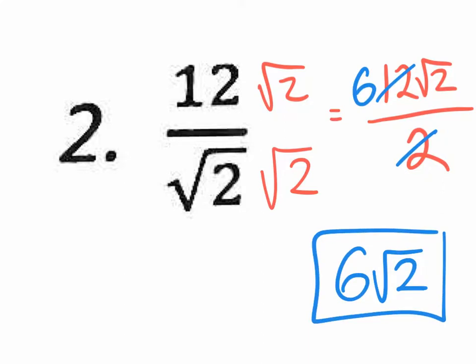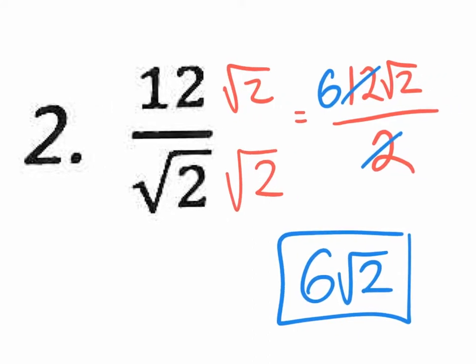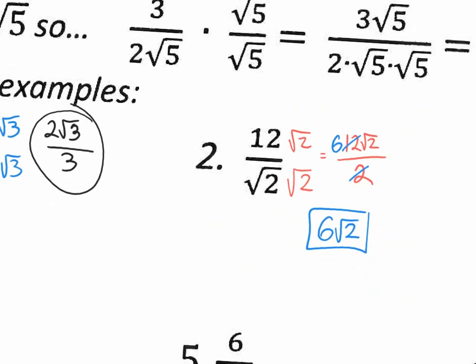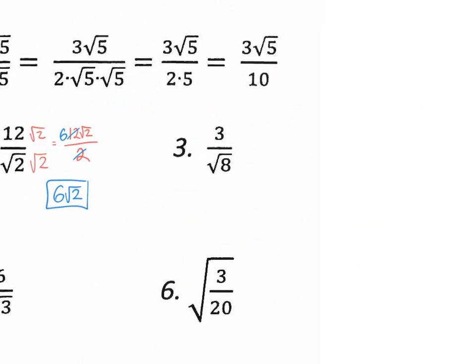Wait, so the bottom's always going to be the same number, right? You don't really have to do the work for that? The bottom, you always have to get rid of the radical. And yeah, it's going to just be the same number that's inside your root. Let's take a look at number 3 here.